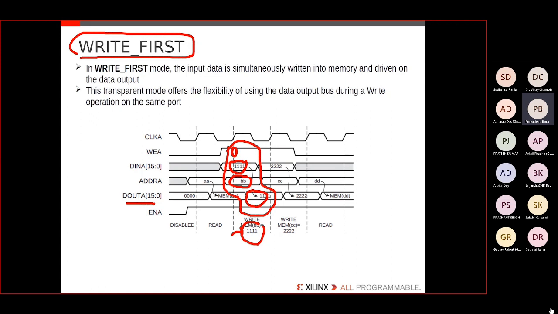Correct? So this is a transfer mode. If I want to provide data fast, without any clock cycle latency, I'll be using write first mode. But it will consume more power because more switching will happen, because data is being written into the memory and also going out of the memory at the same clock edge, right? Is this point clear? Shall I repeat it again?